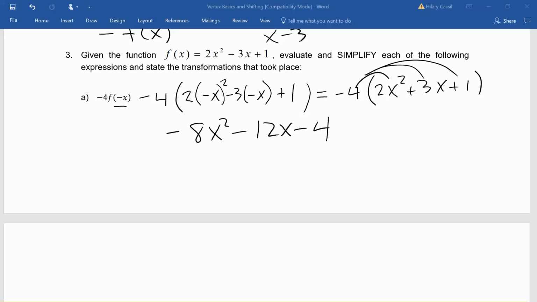To discuss the transformations that would have taken place here, this negative inside of our function would have reflected us across the y-axis. This negative outside of our function would have reflected us across the x-axis. And multiplying by 4 would give us a vertical stretch for our function.